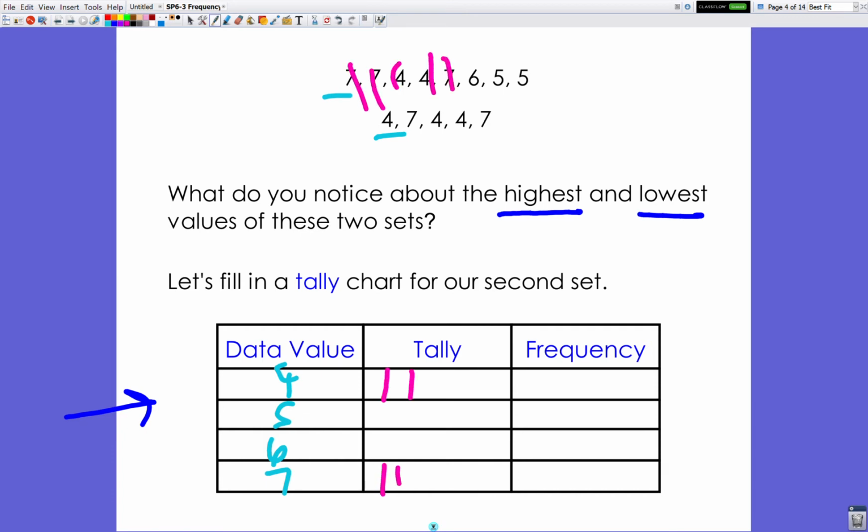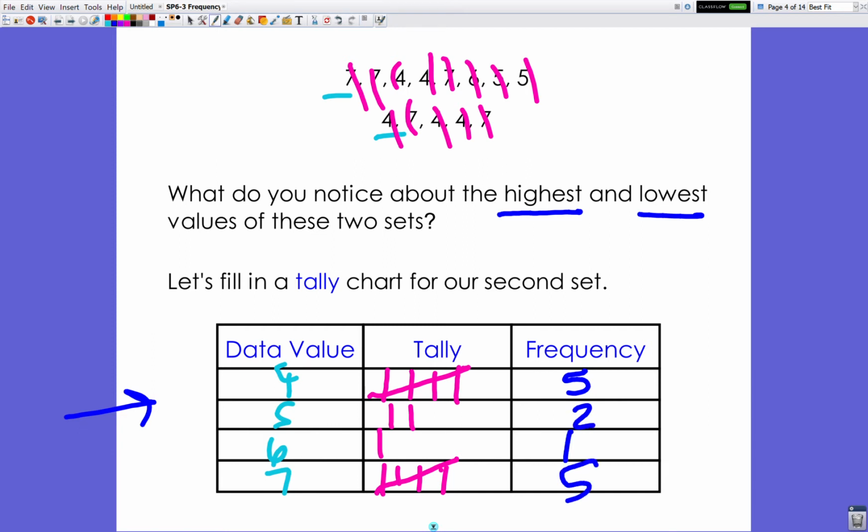Make sure you're crossing them out as you put them in your table. Make sure you're going from left to right so that you don't accidentally skip over or miss somebody or count them twice. And now this one has a 5th one, so we use a diagonal slash. And this one also has a 5th one, so we use a diagonal slash. And now we're ready to fill out the cells for frequency. So we have a frequency of 5 for 4, 2, 1, and 5.